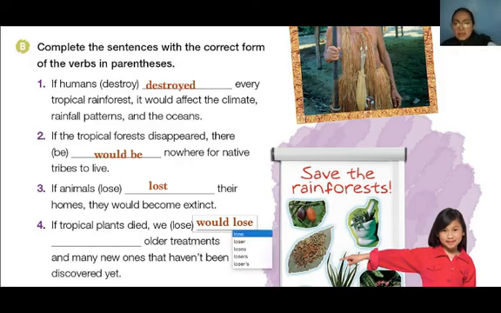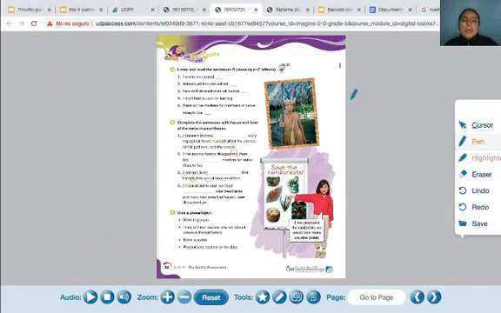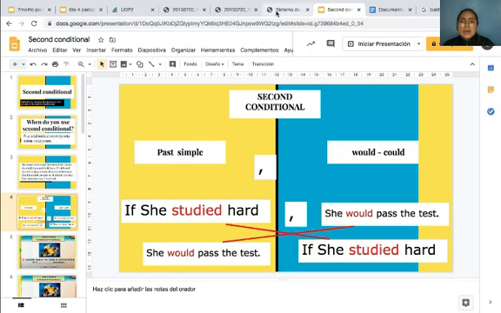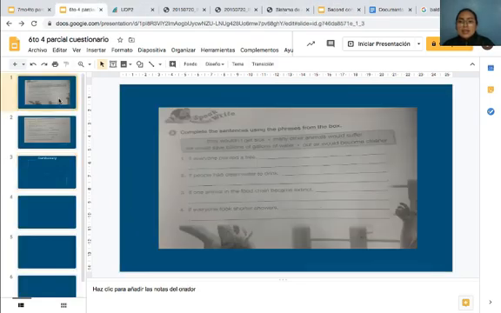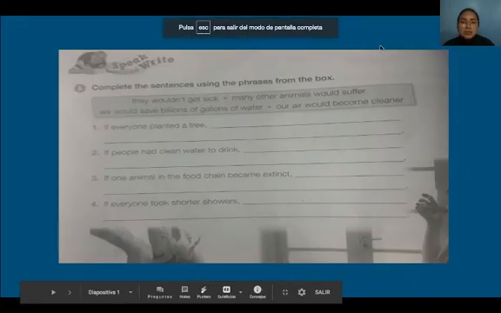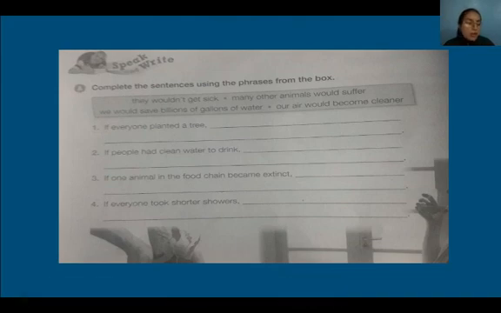Okay? Now, please, open your black and white book. And in page number 72. Page number 72 in your black and white book. Activity 8. This is your homework. Complete the sentences using the phrases from the box. You have 1, 2, 3, and 4 sentences, and you have to complete them.